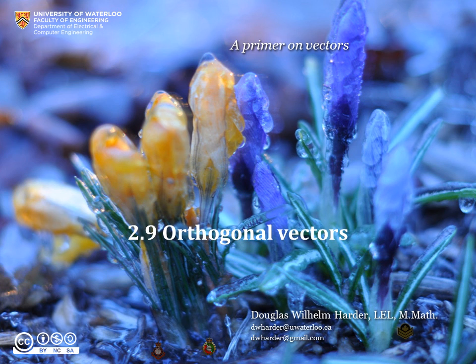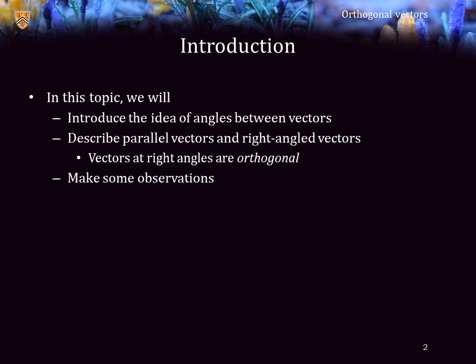We are going to describe orthogonal vectors. So, in this topic we will introduce the idea or concept of an angle between vectors. We will describe parallel vectors and then right-angled vectors. Vectors that are at right angles to each other are said to be orthogonal. We will then make a few observations with respect to this topic.